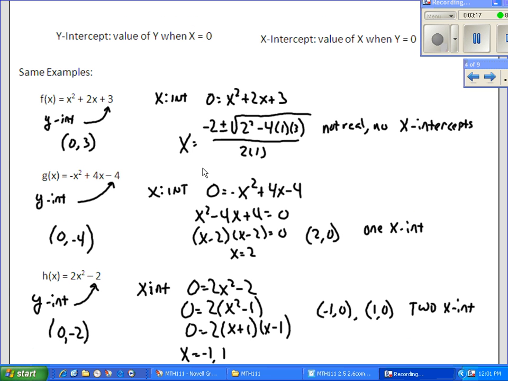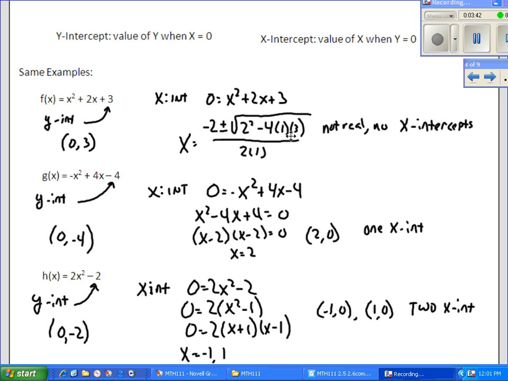Okay, looking at those same examples, finding the x and y-intercepts. The y-intercept is just the constant, so in this case it's the point 0, 3. And to find the x-intercepts, we set the function equal to 0 and solve, and in this case we can see the discriminant is negative. 2 squared subtract 12 is going to be negative. So our solution to this equation is going to be an imaginary number with an i in it.